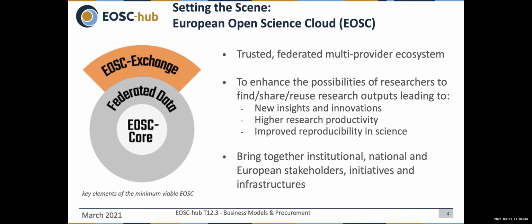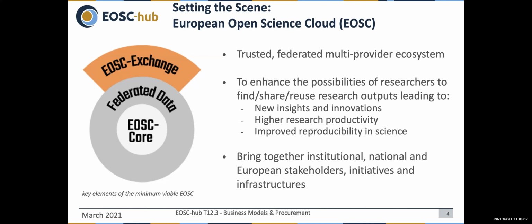The European Open Science Cloud is a vision for a trusted federated multi-cloud provider system. The idea is to create this ecosystem where there will be availability of services and research data and other research outputs that researchers can easily find, discover, use, and share. And the idea is that having an integrated ecosystem would lead to more efficient research in Europe, stimulate more innovation, and also improve reproducibility of science.